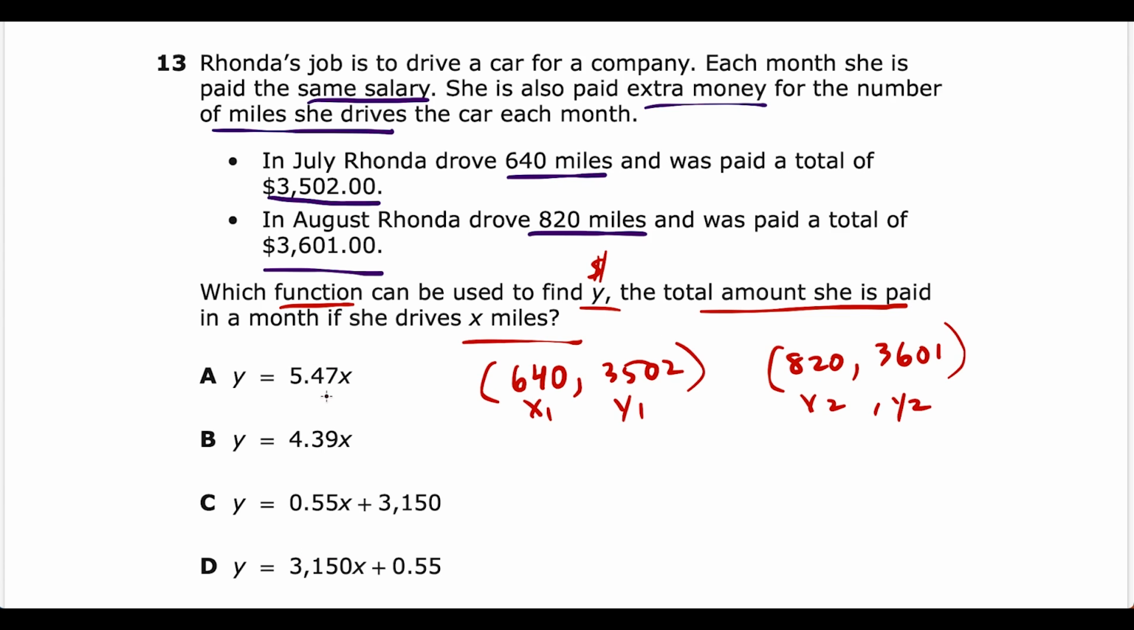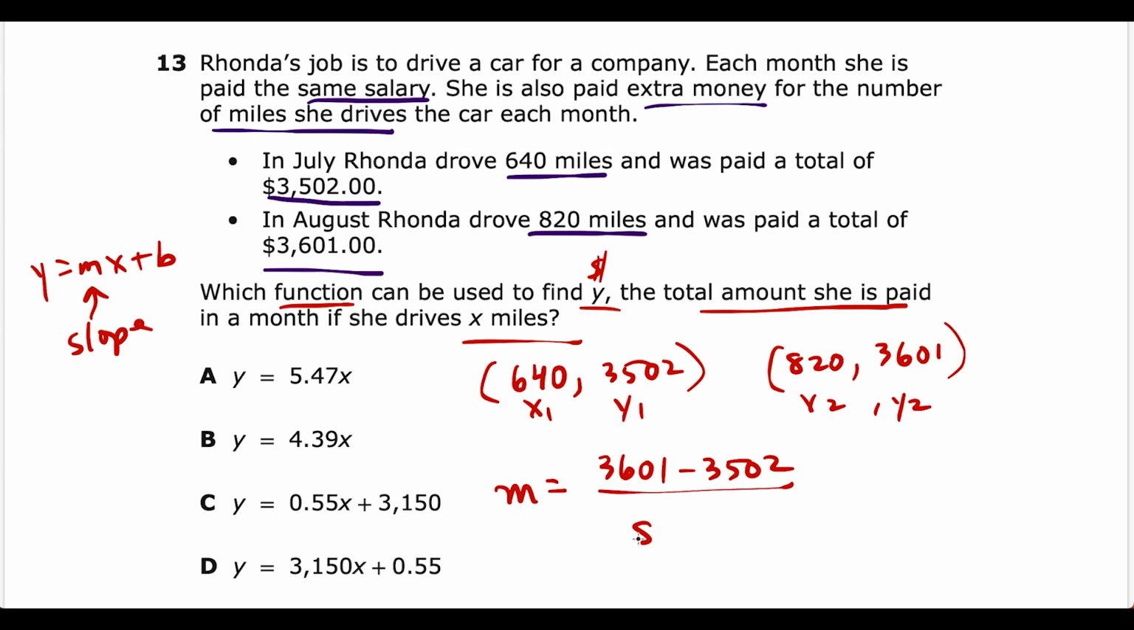And notice that all of these answer choices, the lines all have different slopes. Remember this equation y equals mx plus b. The coefficient of x is the slope. And once we find the slope between these 2 points, that will tell us what our m value is, and we'll be able to find our answer right away. So m equals 3601 minus 3502, divided by 820 minus 640.